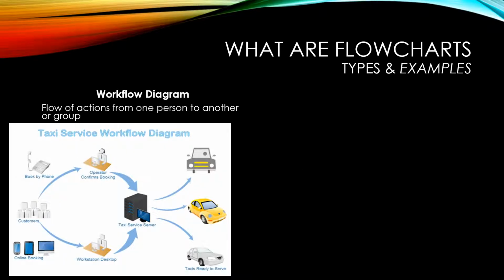So let's look at 2 different types of workflows or flowcharts. For example, one is a workflow diagram. Workflow diagrams are flow of actions from one person to another or one person to a group. In this example, we have a customer ordering a taxi. Or think of what we know today in ordering Uber or Lyft. With the customer ordering car service by phone or online, it then goes to the network services, and from the network services, the request is sent out to the available drivers in the area.